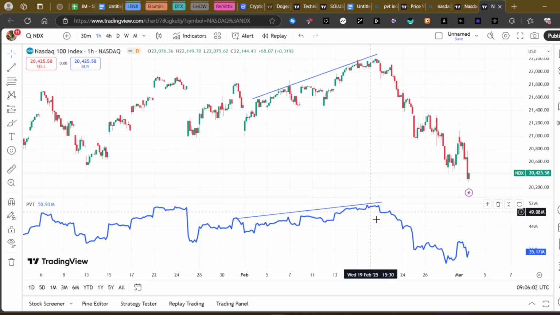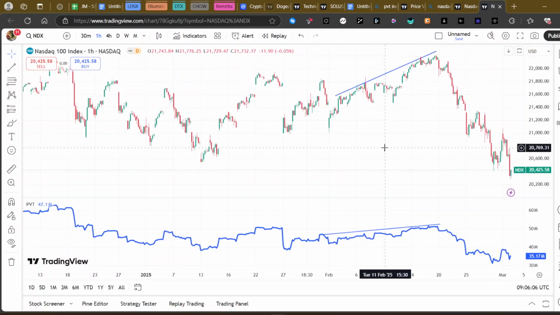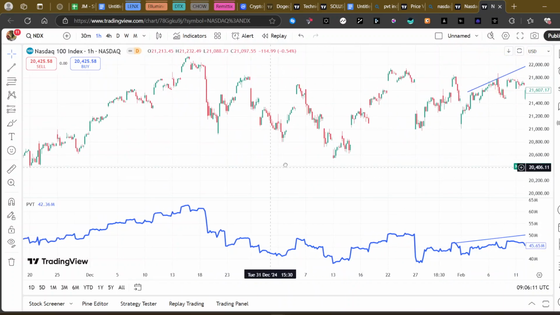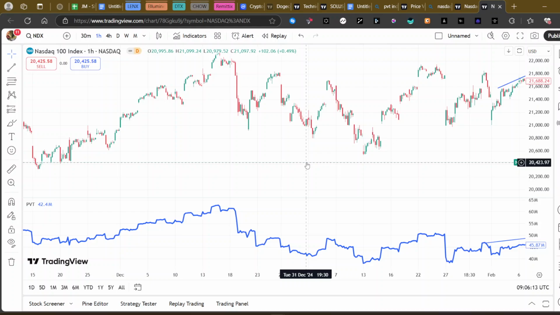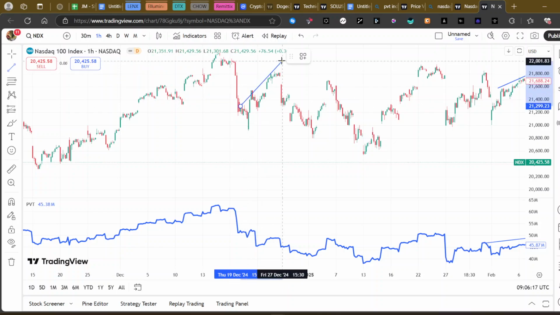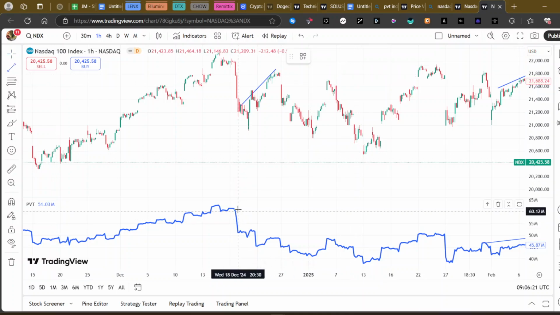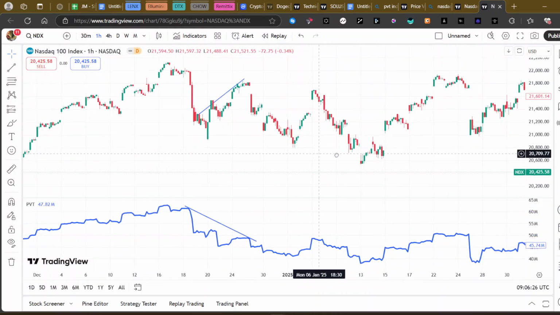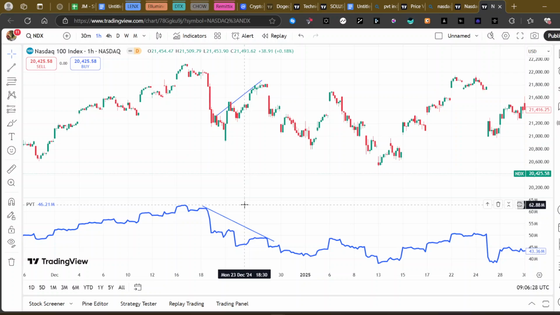But what if price is moving up, but the PVT is not following? All right, let's see if we can find such a scenario. Something like this. You can see that the price was moving up for a bit, right around here, but the PVT was rather moving down. So in this case, the PVT was not following price. So this is a warning sign that the trend might not be as strong as it looks.